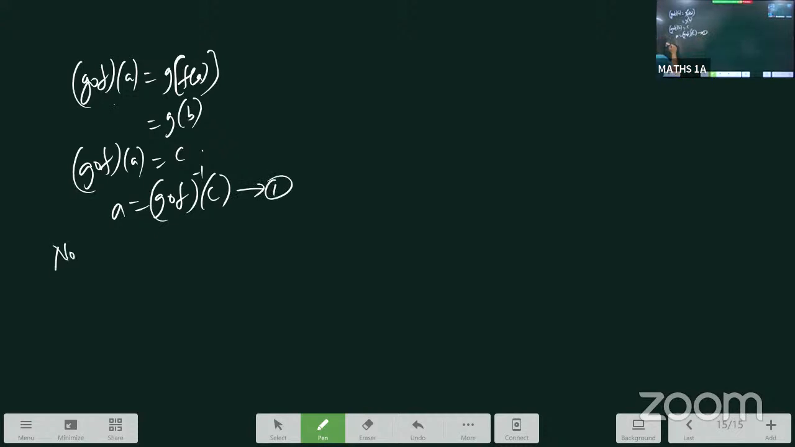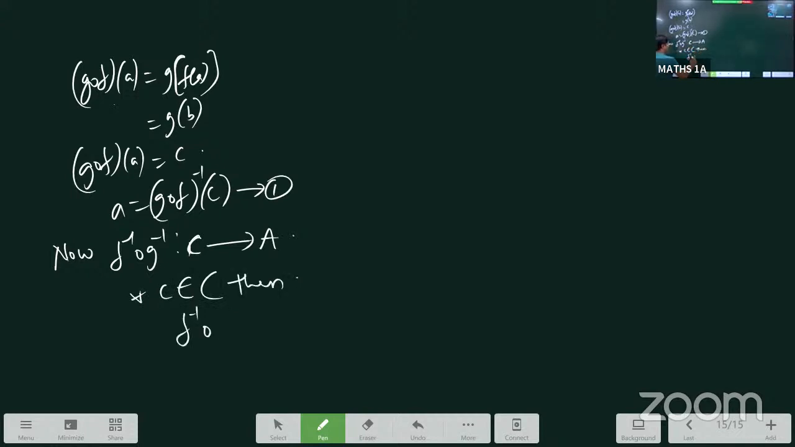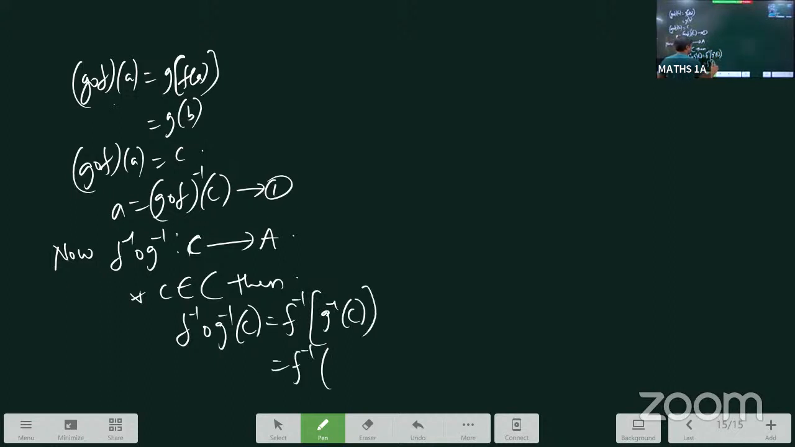Now you take F inverse circle G inverse also. Mapping from where to where? C to A. For every c belonging to the domain, its image is F inverse circle G inverse of c, which is F inverse of G inverse of c. What is G inverse of c? b. What is F inverse of b? a. So F inverse circle G inverse of c equals a. This I will put as 2.